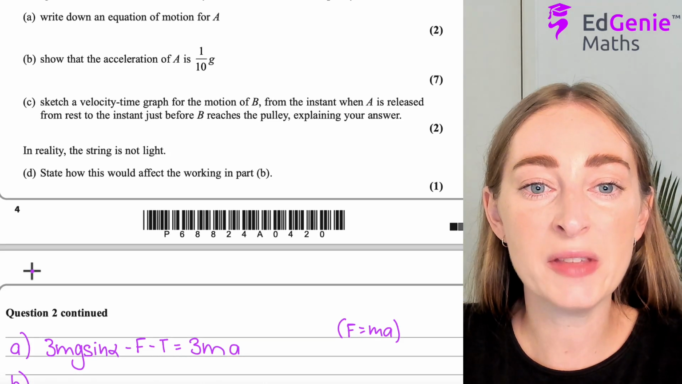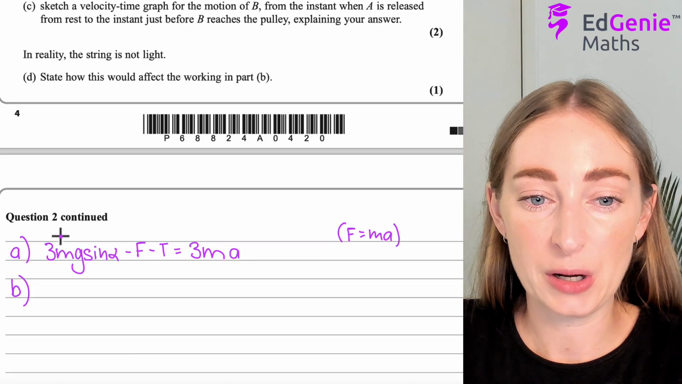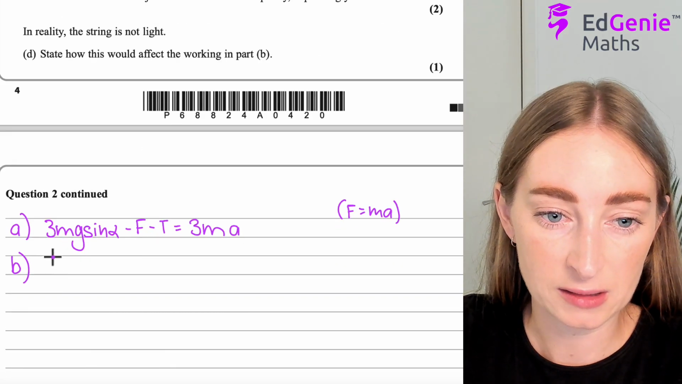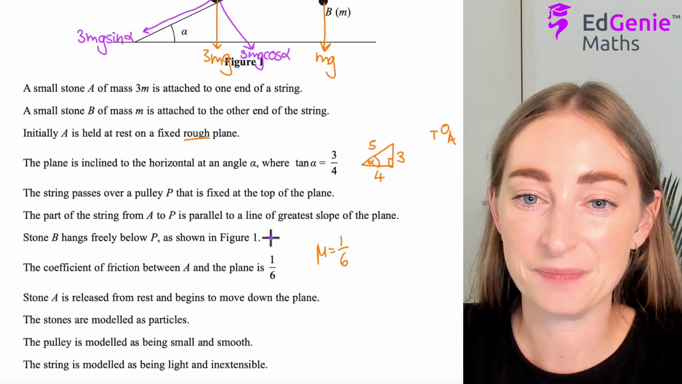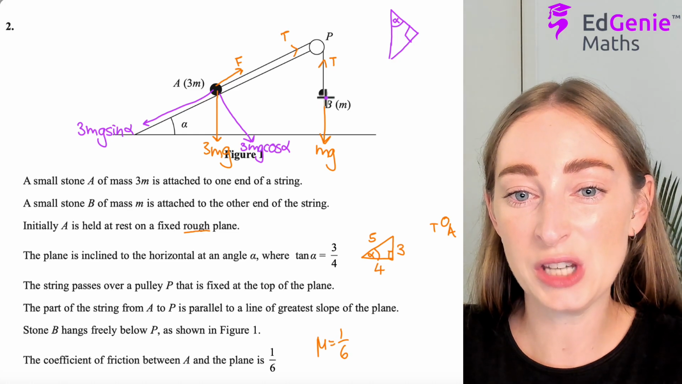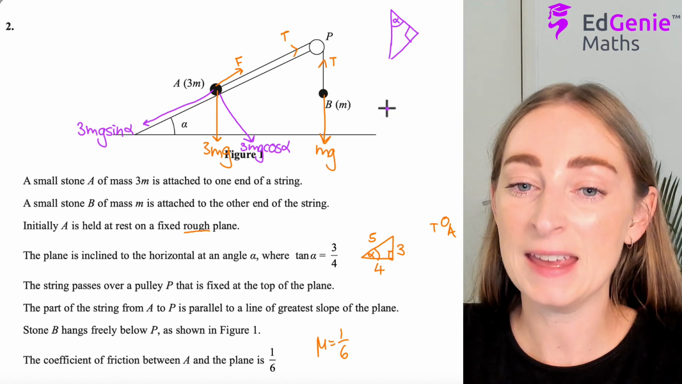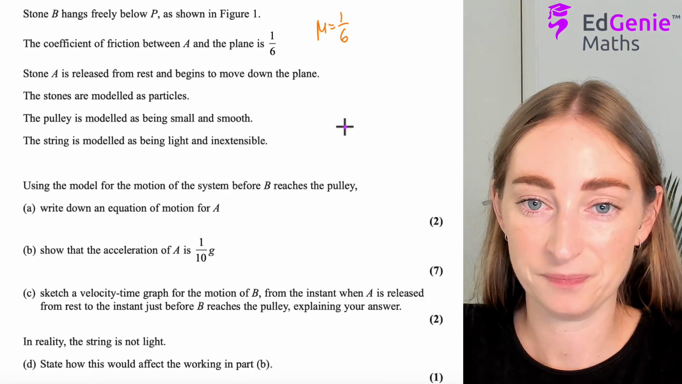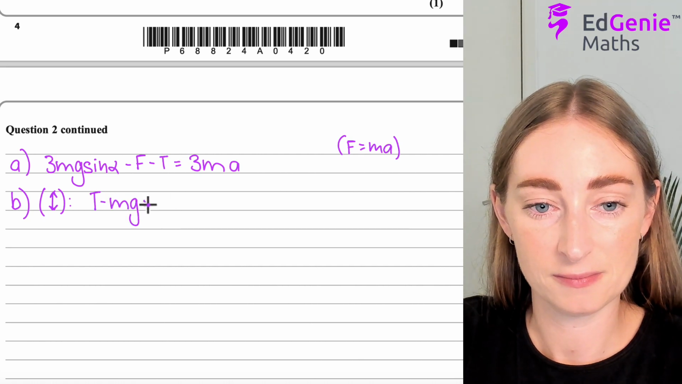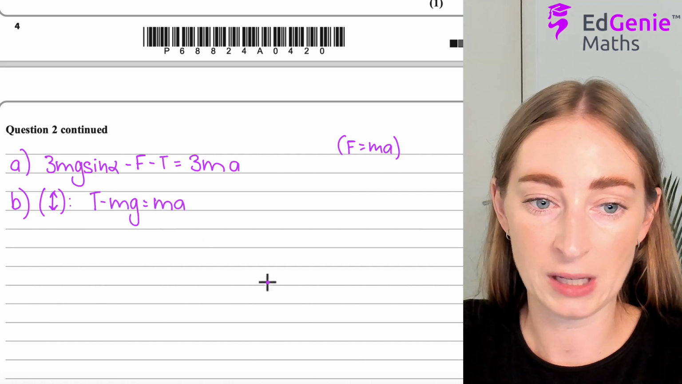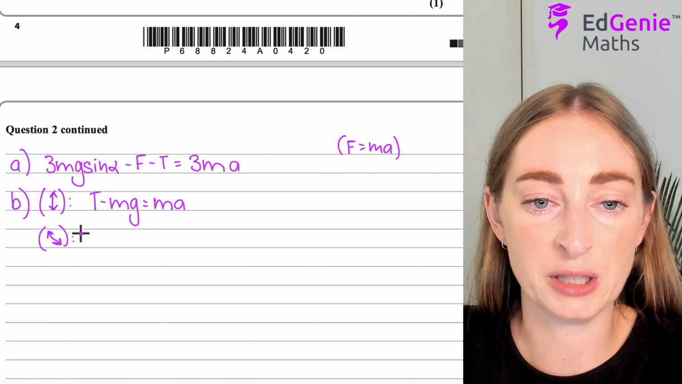Part B, show that the acceleration of A is 1/10 g. So I'm going to do some more resolving here. So the first one I'm going to do is up and down, looking at the stone B. Because the stone is going upwards, I'm going to do tension minus mg equals mass times acceleration. Okay, and we can also resolve in this direction. Let me show you.